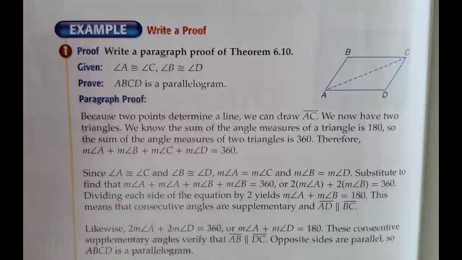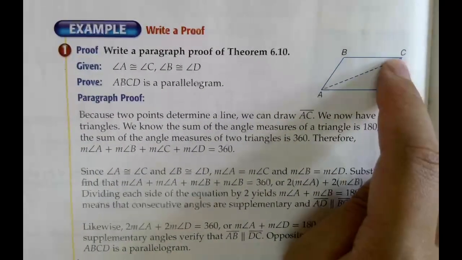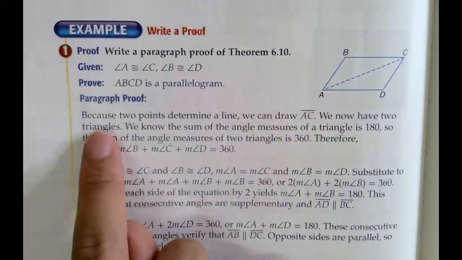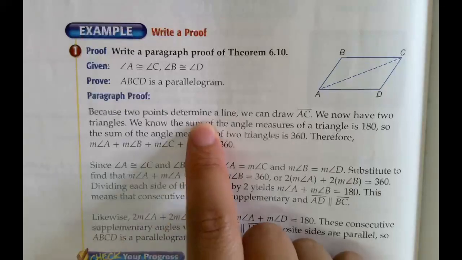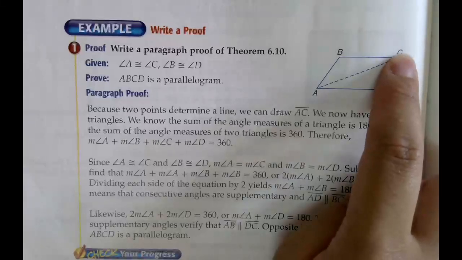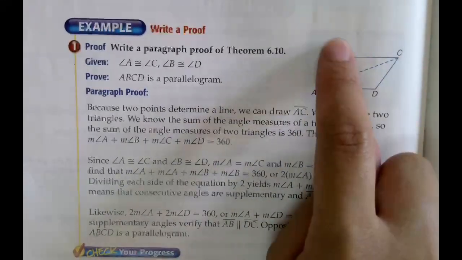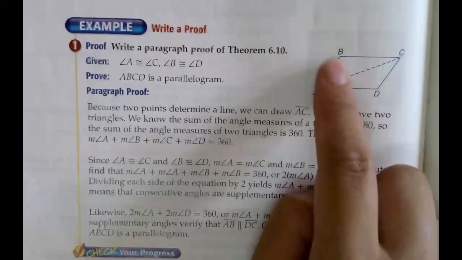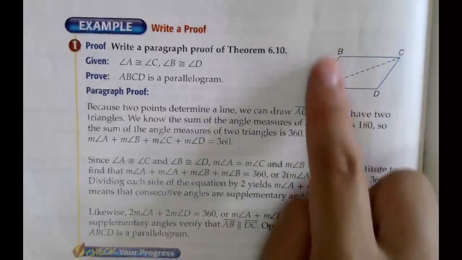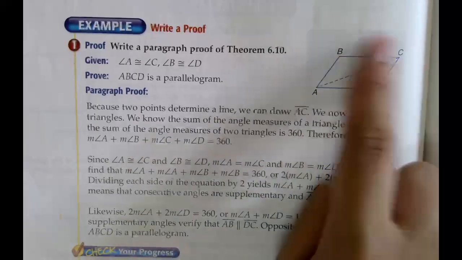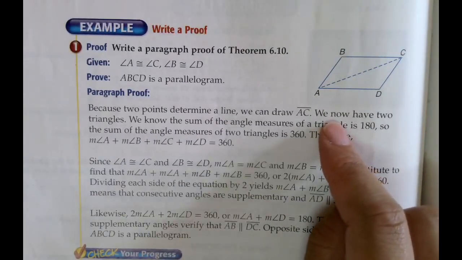We are given that angle A and angle C are congruent, and angle B and angle D are congruent. Because of the axiom that tells us that any 2 points determine a line, we can draw segment AC connecting point A and point C. As a result, we now have 2 triangles. We know that the sum of the angle measures of a triangle is 180. So the sum of the angle measures of these 2 triangles is 360, which is why the measures of angles A, B, C, and D together equal 360. We saw that previously with our interior angle sum theorem. That's where we got that idea.